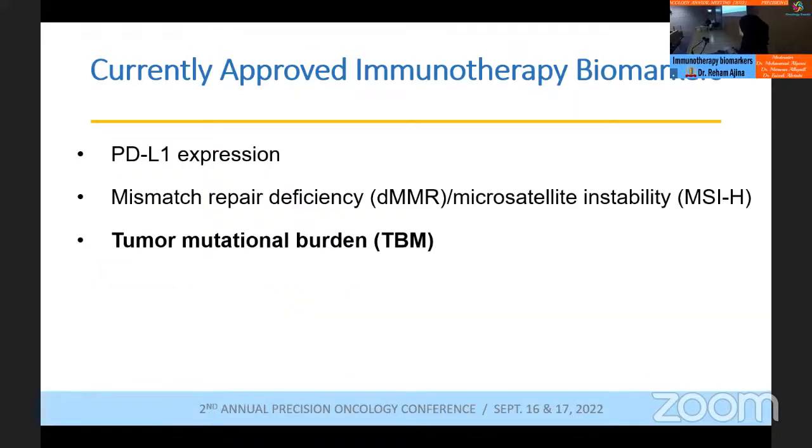And the third biomarker is tumor mutation burden. Going back to the same concept, if you have more mutations, you would likely see more tumor antigens, thus the patients will be more responsive to immunotherapy. So scientists and physicians decided that maybe we just directly look at the tumor mutation burden.